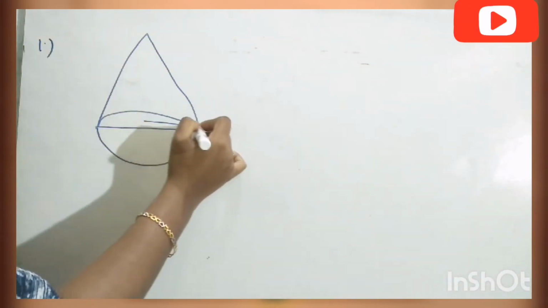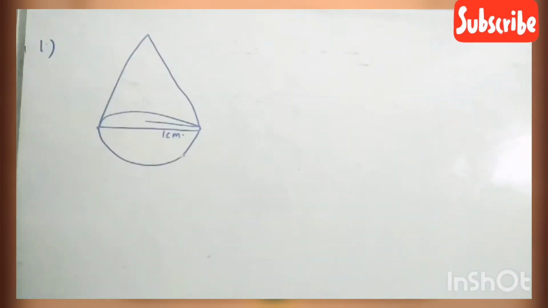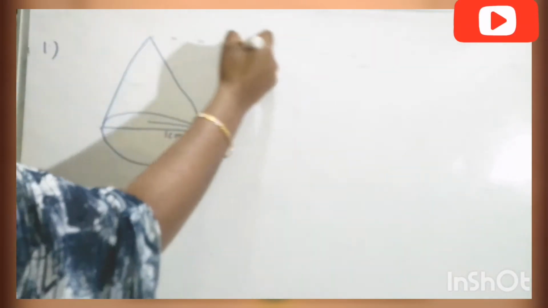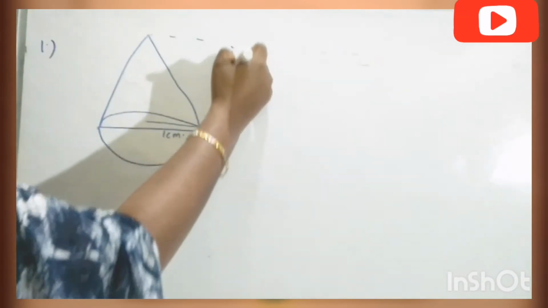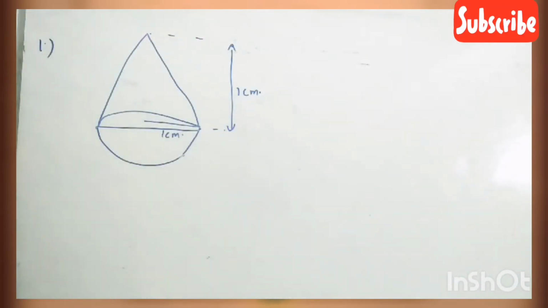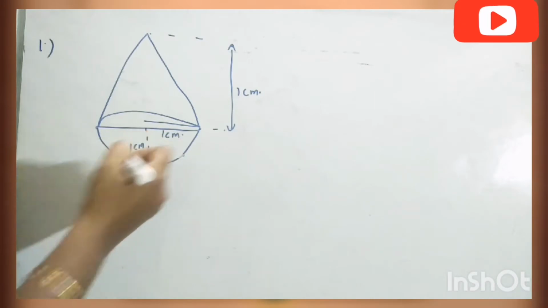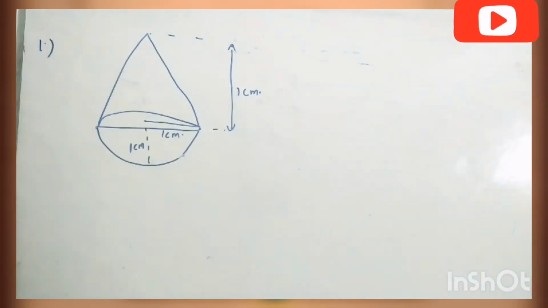It is given that the radius of this cone and the hemisphere is equal to 1 centimeter, and the height of the cone is equal to its radius. Thus the height is equal to 1 centimeter. This is also 1 centimeter because that is the radius of our hemisphere. Now we need to find the volume of the solid in terms of pi.